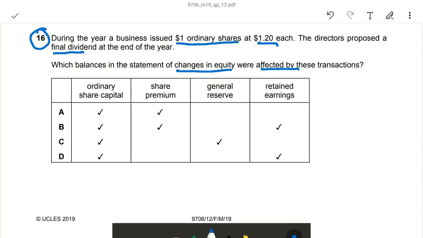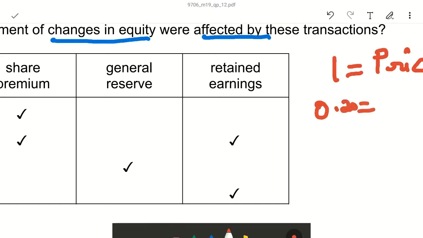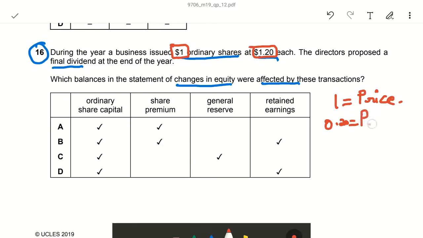Here the business issued the share. The nominal price of the share is $1. The actual price is $1, but they are issuing at an increased price of 1.20. So 1 is the nominal value of the share, while 0.20 is the premium. The company is issuing the shares at an increased price.